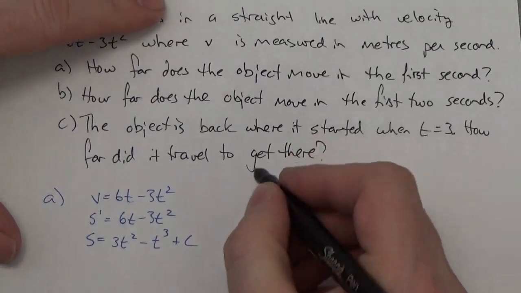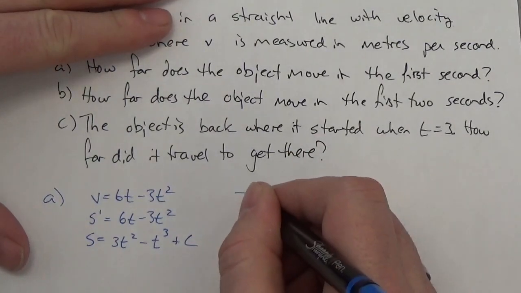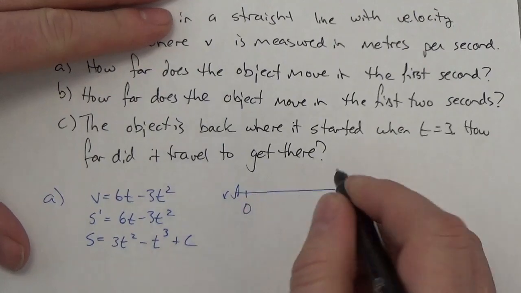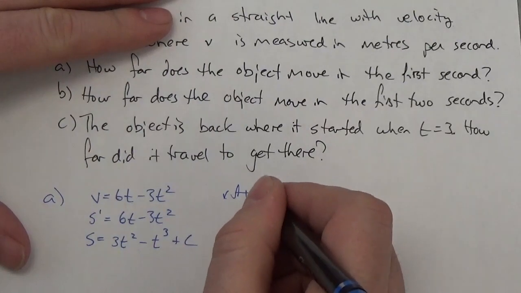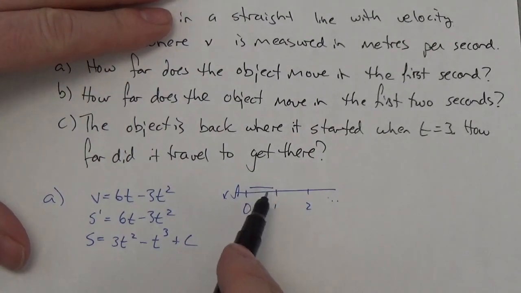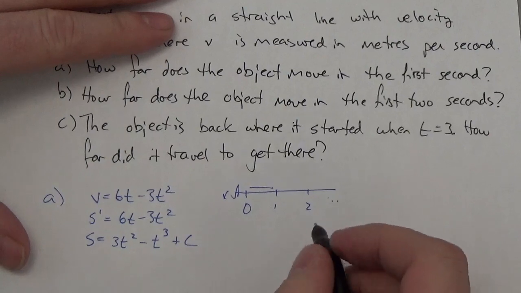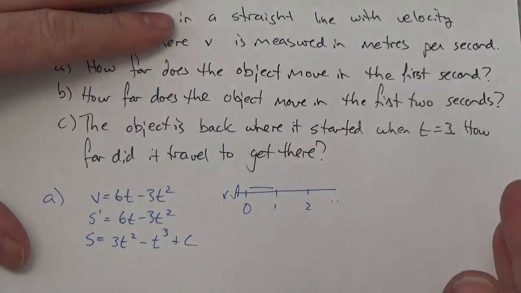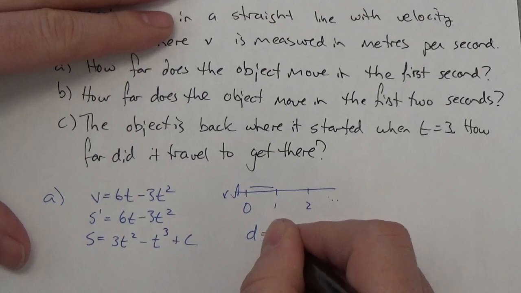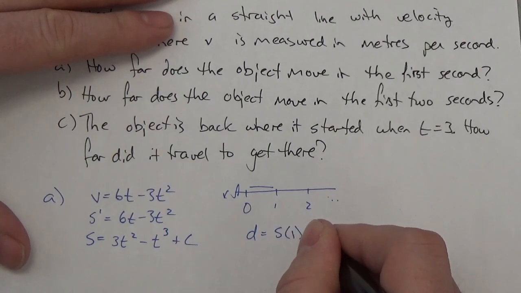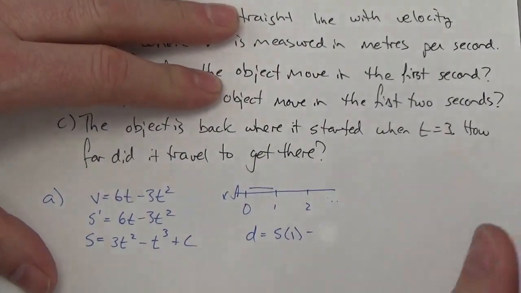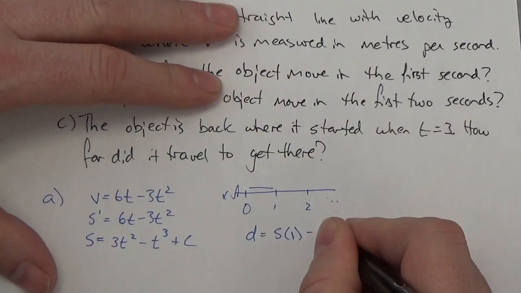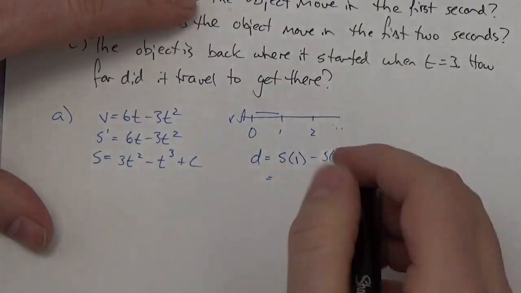Now, in the first second, if you look at the timeline here, bearing in mind that we can't have negative time here, here's 1, here's 2, and so on. The first second is this interval right here, from 0 to 1. So what we want to do here is the distance that it's traveled is going to be the change in displacement from 1 second back to 0 seconds. So now really all I have to do is evaluate this.